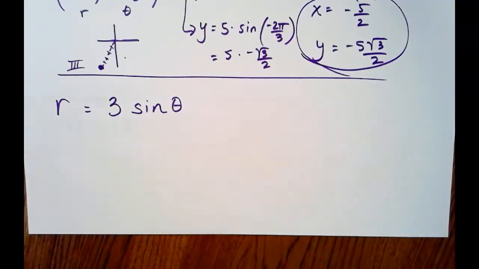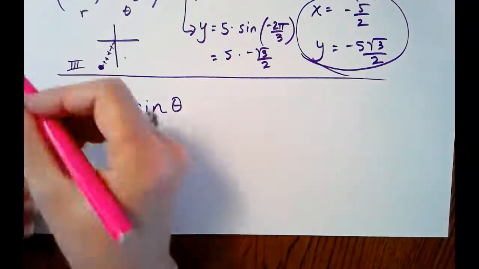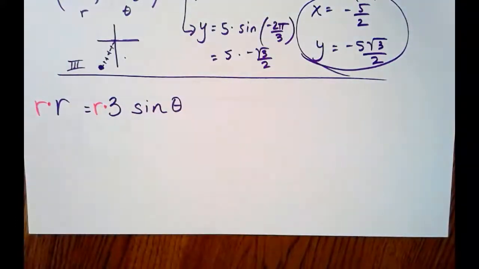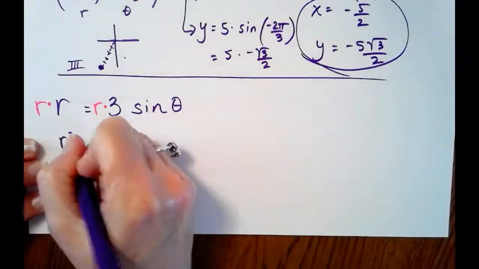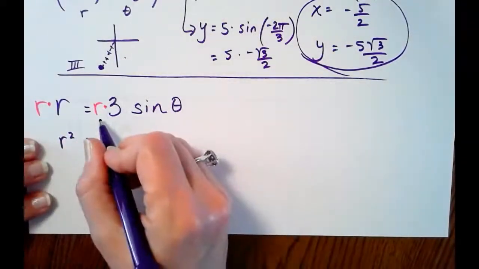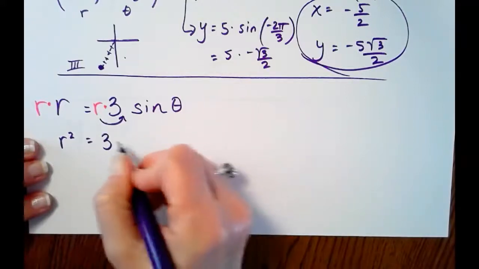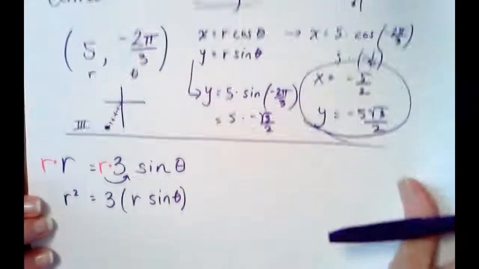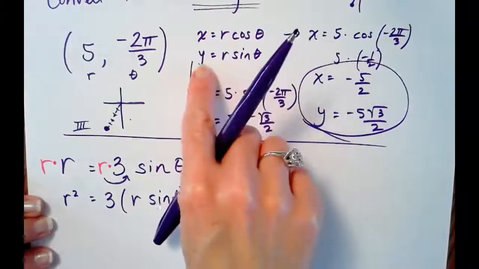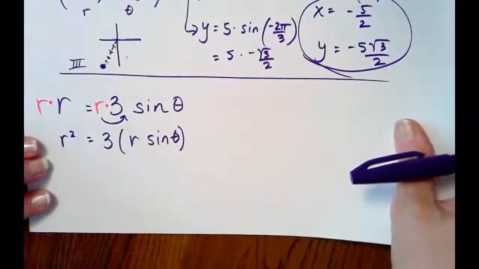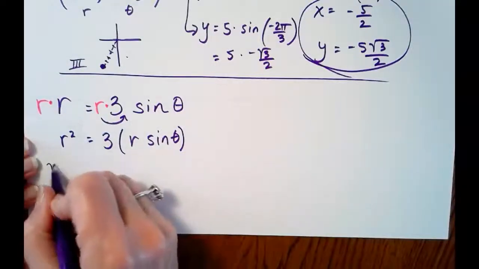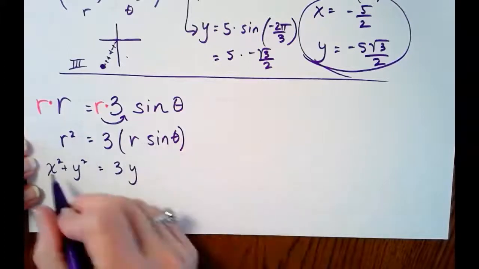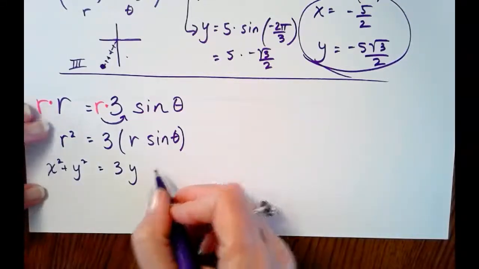So it makes more sense in this situation not to square both sides, but to simply multiply both sides by r. And that is a legal move, which does give us r squared, and which, if we use the commutative property here, we get 3 times r sine theta, which we know that r sine theta is equal to y. So this allows us to make some substitutions here. So now we've got x squared plus y squared equals 3y. And we can see now that this is the equation of a circle.